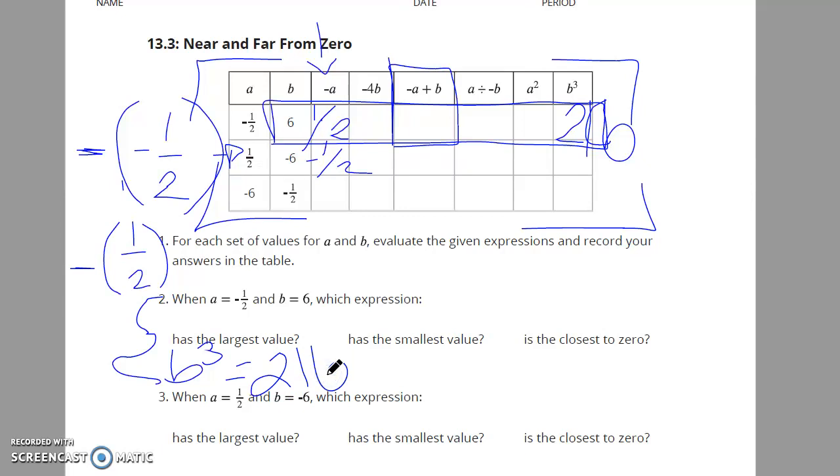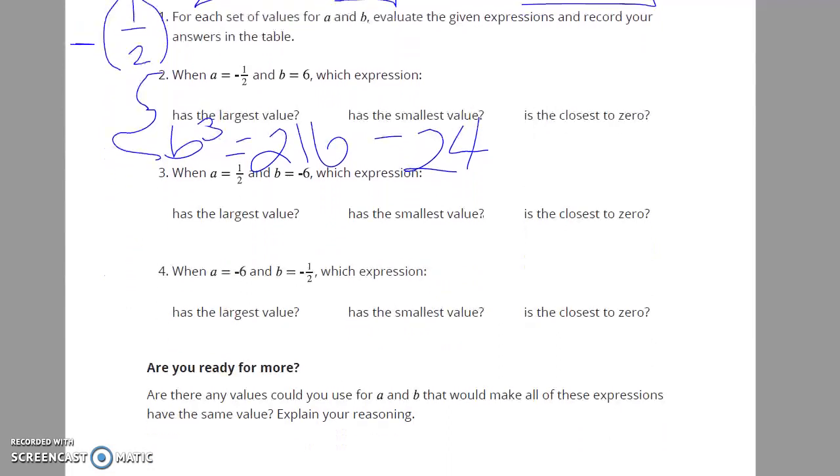Now, if we did negative 4B in this row, we have to fill in the 6. Negative 4 times 6 is negative 24. That is the smallest value. Okay? This is what you're doing for all these questions. You're filling in to find which one answers. So if you have completed the whole table, you should not have a problem.